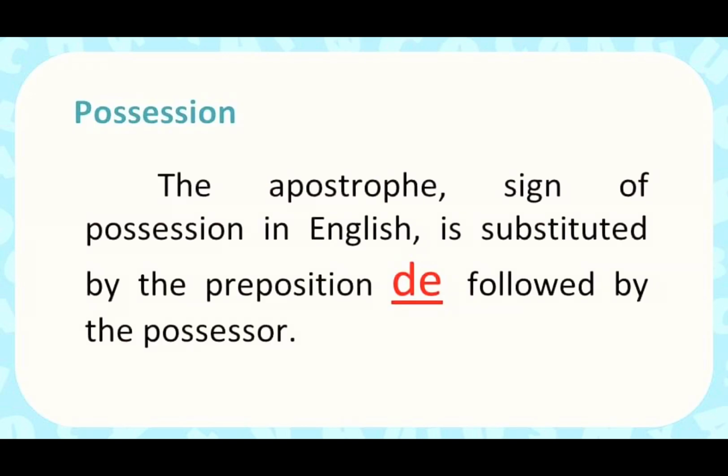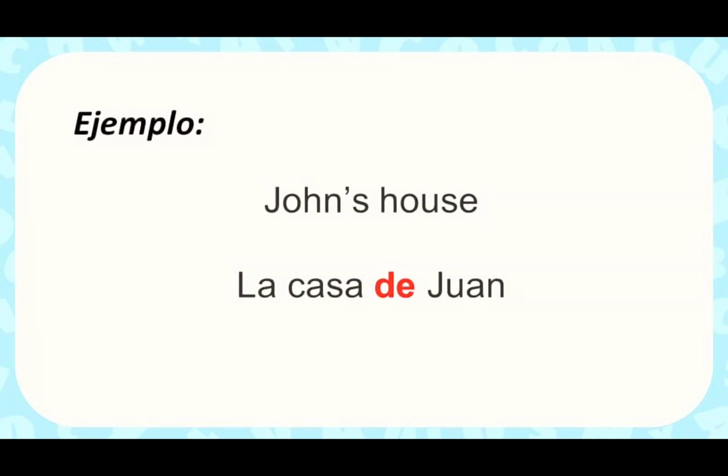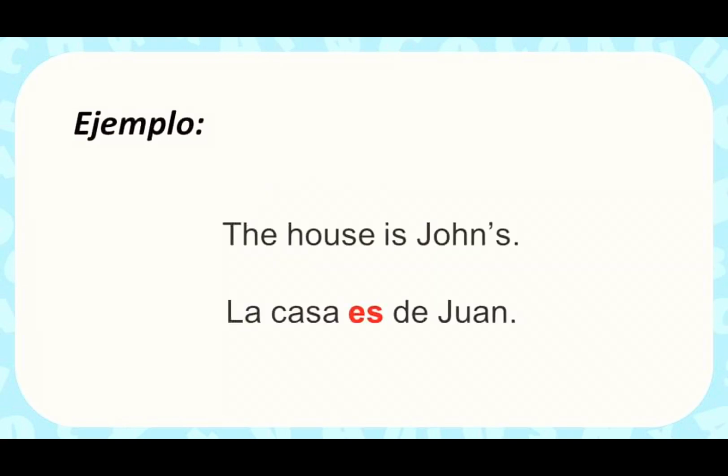Now let's talk about possession. The apostrophe sign of possession in English is substituted by the preposition de followed by the possessor. Ejemplos. John's house. La casa de Juan. The house is John's. La casa es de Juan.